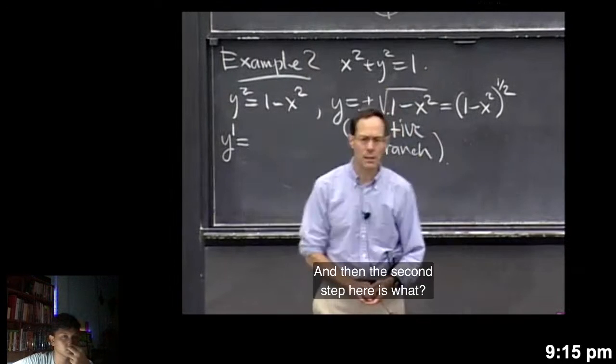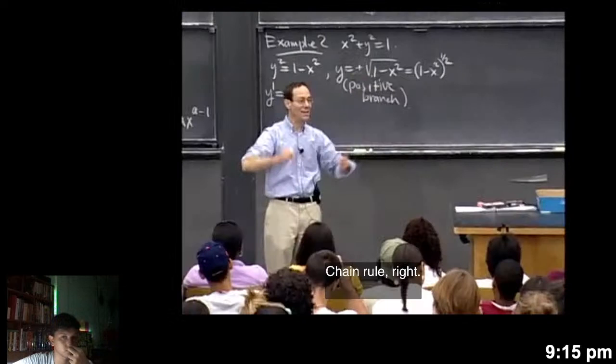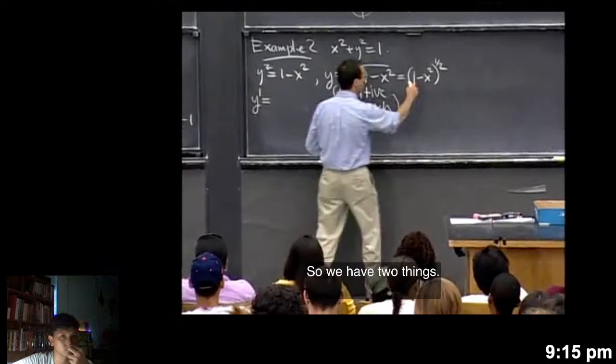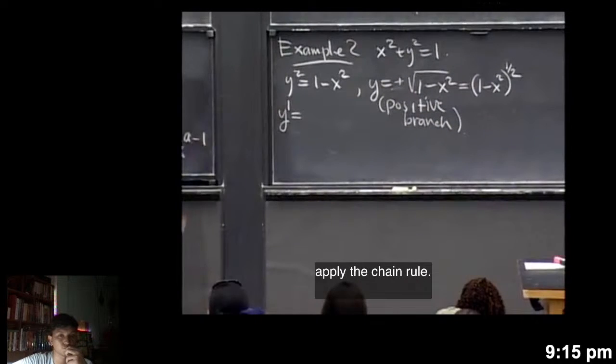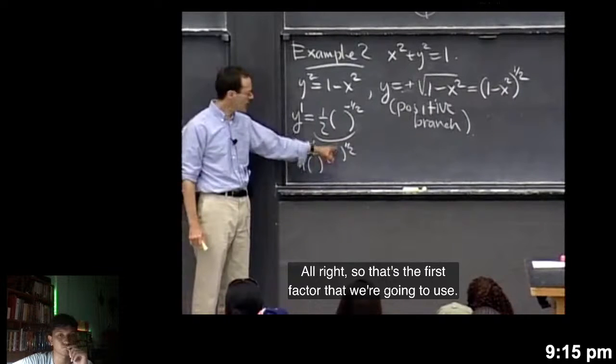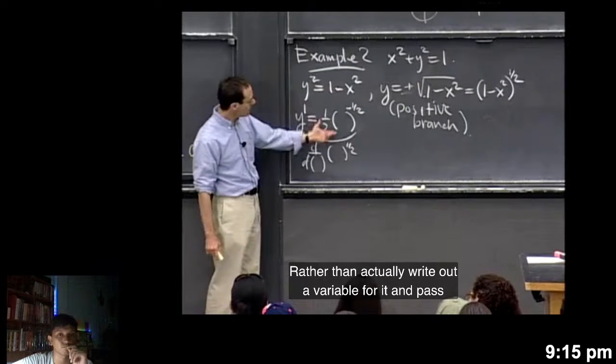Chain rule, that's it. So we have two things. We just start with one, and then we do something else to it. So whenever we do two things to something, we need to apply the chain rule. So I'm doing this by the sort of advance to the 1/2, whatever it is. All right, so that's the first factor that we're going to use. Rather than actually write out a variable for it and pass through as I did previously with this, I'm doing this by the sort of square root.